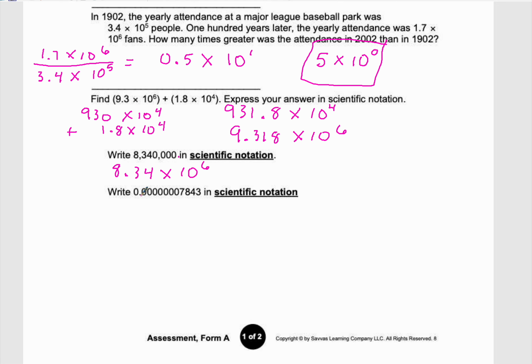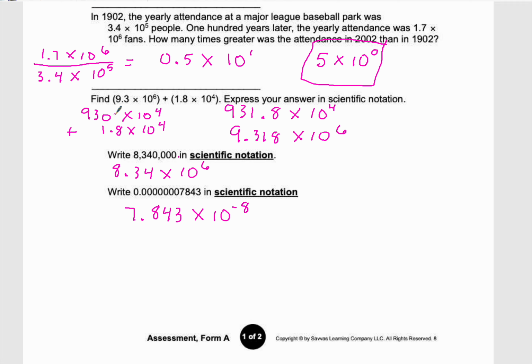And then this one, I'm gonna move it from here to between the 7 and 8, so 7.843. And how many times do I move it? 10 to the negative 8. 1, 2, 3, 4, 5, 6, 7, 8. I agree, 8 times. All right.